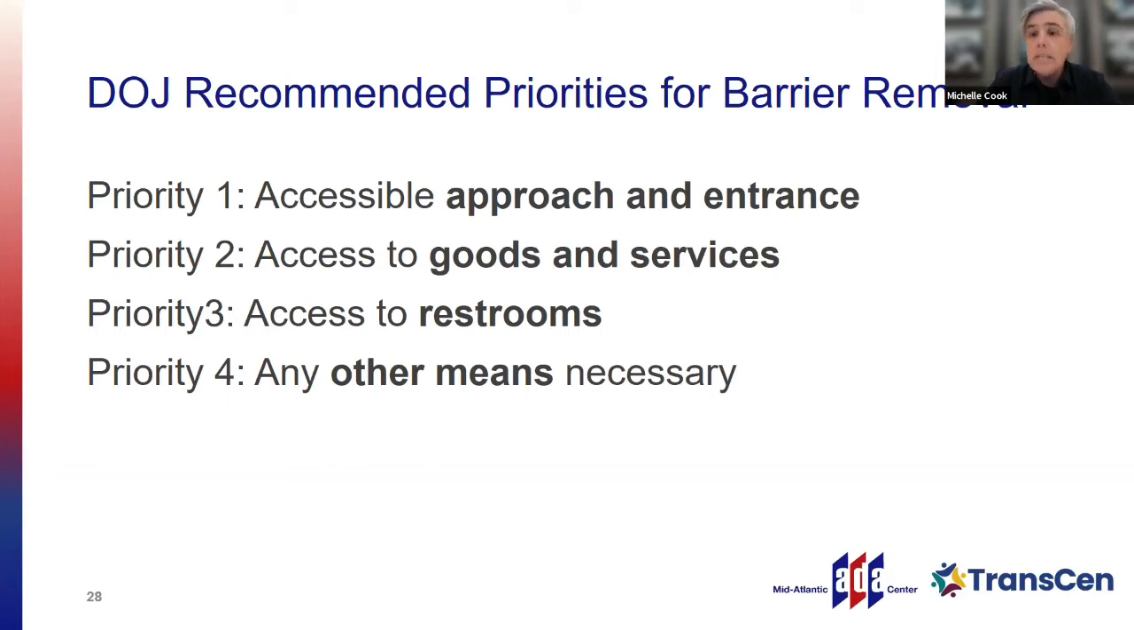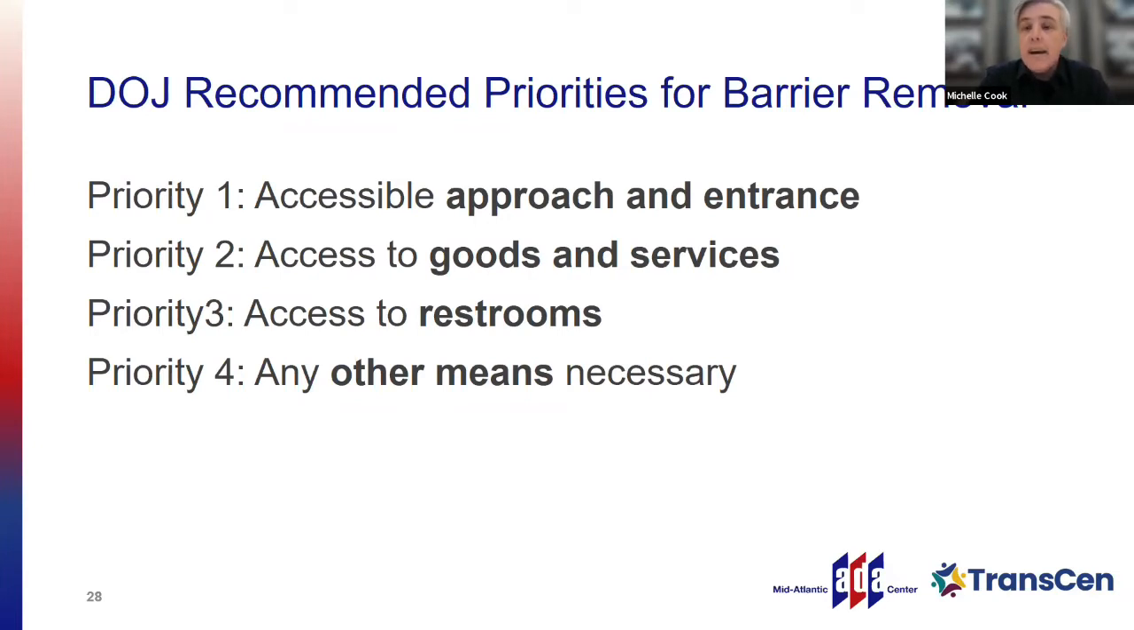The first one is the accessible approach and entrance. How are people arriving to your facility and how are they getting in the door? Is that information intuitively available for people who arrive to your site? Is there directional signage showing them where the accessible entrance is, as opposed to getting to the front door and just assuming that that's not a business that's going to be accessible to them? If you have it and nobody knows about it, nobody's going to use it.